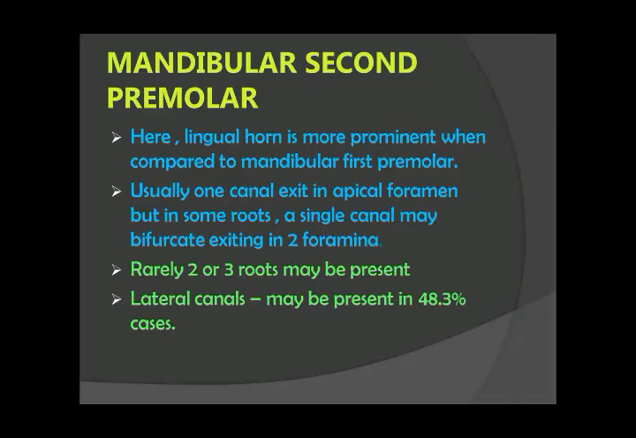Mandibular second premolar. Lingual horn is more prominent when compared to the mandibular first premolar. Usually one canal exists with one apical foramen, but in some roots, a single canal may be bifurcated, ending in two foramina. Rarely two or three roots may be present. Lateral canals may be present in 48.3% cases.